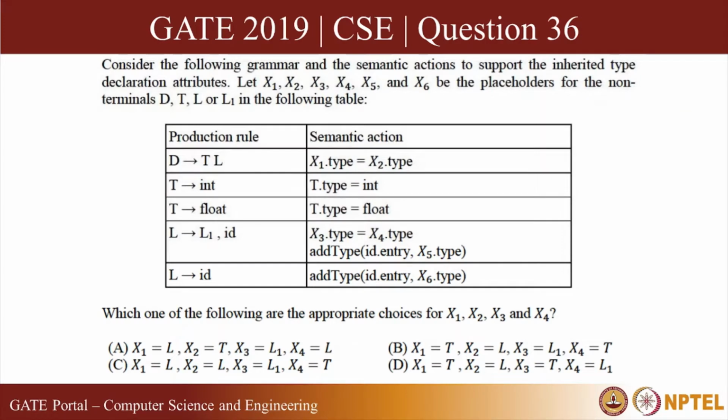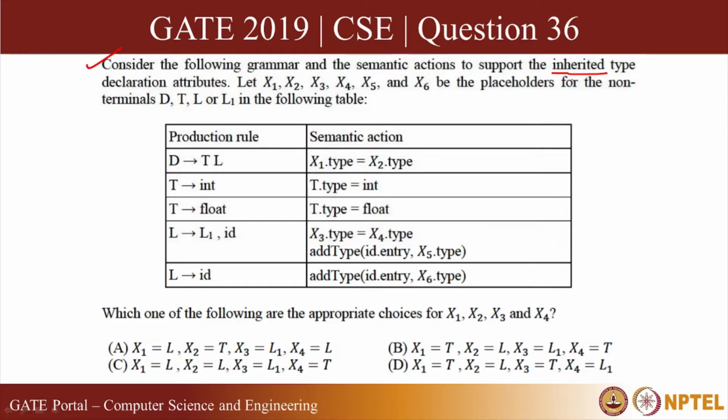Hello everyone. So in question 36 of GATE 2019, we can see this is a question from compiler design. The question is, consider the following grammar and the semantic actions to support the inherited type declaration attributes. We'll explain what an inherited type attribute is.